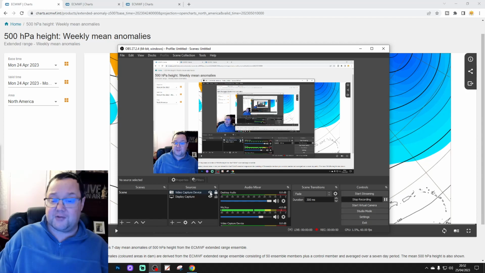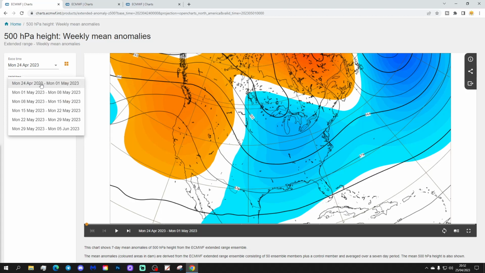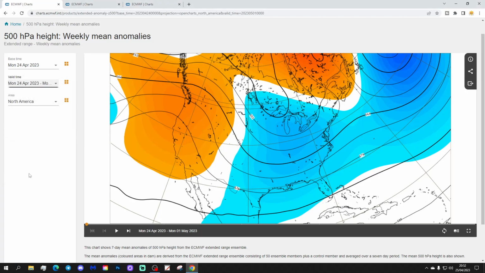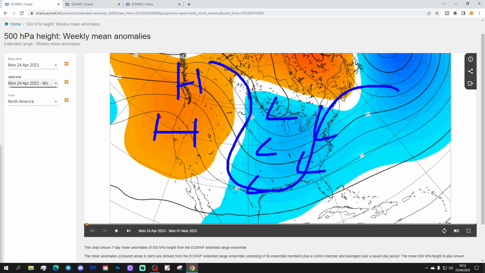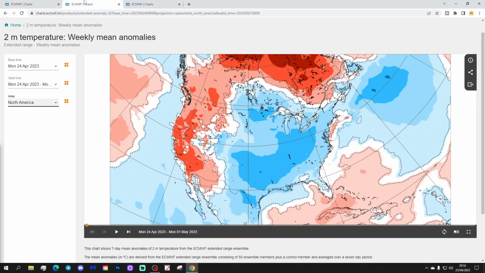Right, let's start off with the week 1 500 millibar height anomaly for America, which is taking us through the current week, 24th April to the 1st of May. We can see that we've got above average heights here, high pressure out to the west and the northwest of America, and a trough, below average heights, through central eastern regions, Midwest, and into the east. Now, you will think cold air is going to be digging southwards into those central, eastern and midwestern states of America around that trough of low pressure.